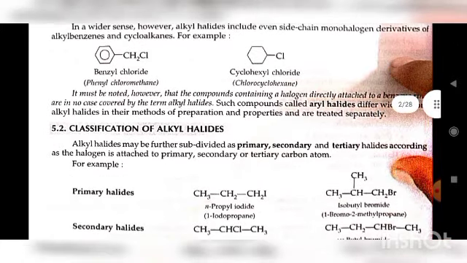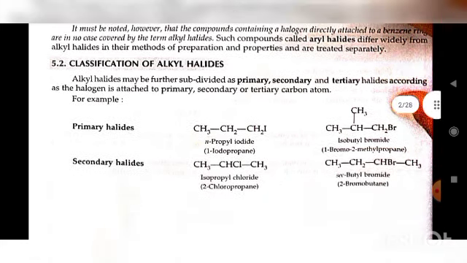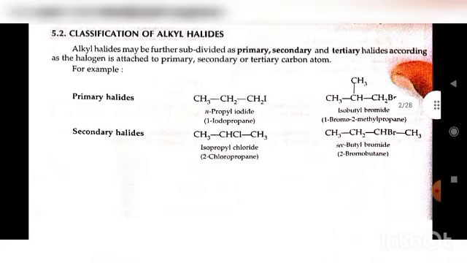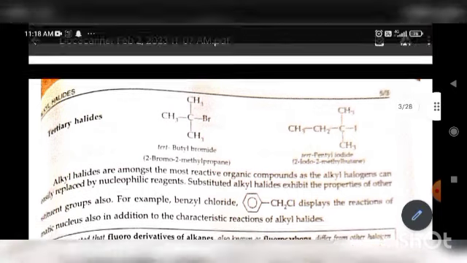Alkyl halides may be further subdivided as primary, secondary, and tertiary halides according to whether the halogen is attached to a primary, secondary, or tertiary carbon atom. Primary halides: n-propyl iodide, isobutyl bromide. Secondary halides: isopropyl chloride and secondary butyl bromide. Tertiary halides: tertiary butyl bromide and tertiary pentyl iodide.